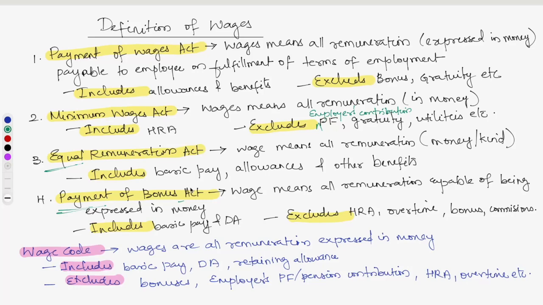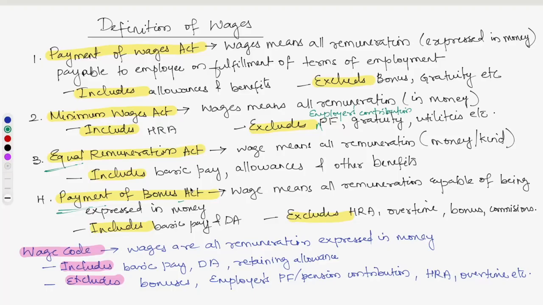And these four different definitions of wages, when the four acts were combined into the wage code, is now defined as: wage means all remuneration, whether it is by salary, allowance, or otherwise, expressed in money and payable for employment, including basic pay, dearness allowance, and retaining allowance, but excluding bonuses, value of accommodation, employer's PF or pension contribution, conveyance allowance, HRA, overtime, commission, and gratuity. So these four used to be, now it is this.